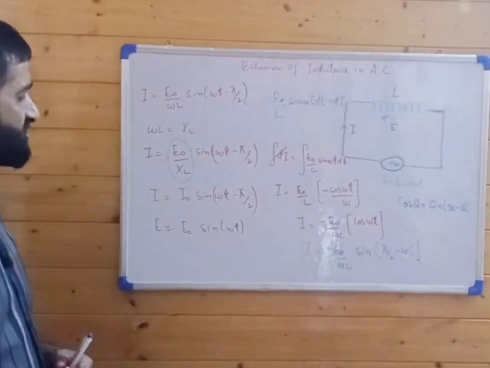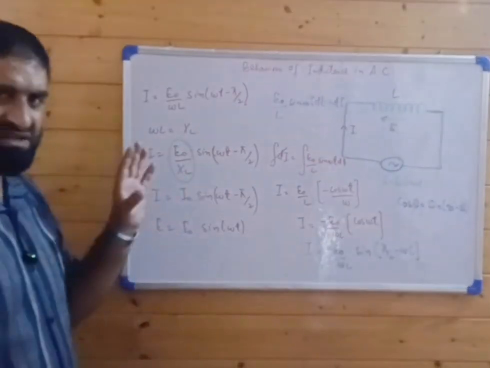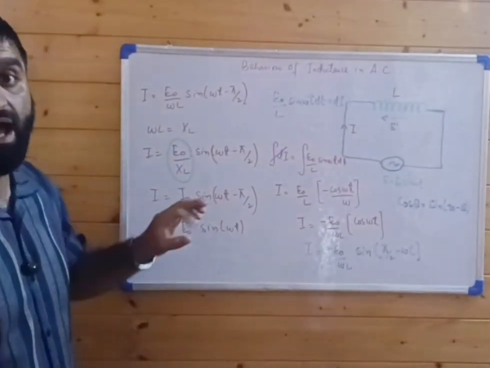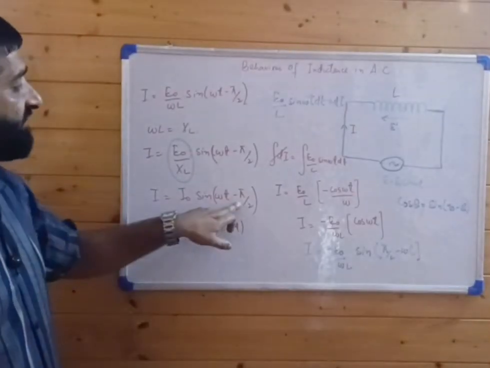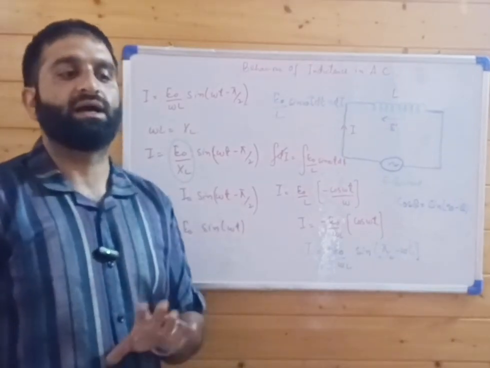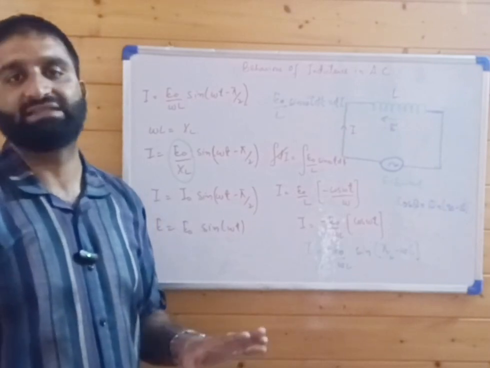Taking a close look at these two equations, E is equal to E0 sine omega t and I is equal to I0 sine of omega t minus pi by 2, it is clear that the current in an inductor lags behind the EMF by a phase angle of pi divided by 2. In a circuit containing an inductor only, the current lags behind the EMF by a phase angle of pi divided by 2, that is 90 degrees.